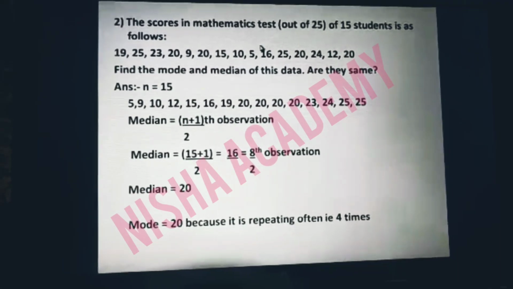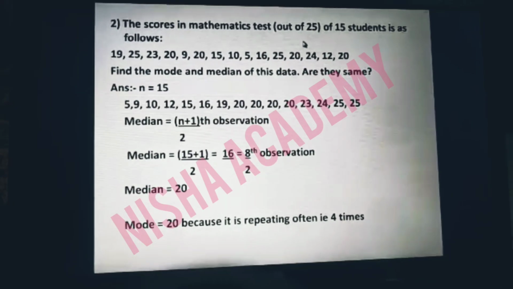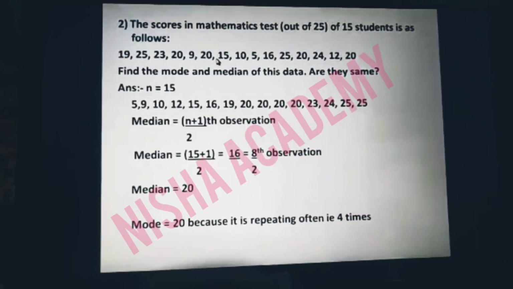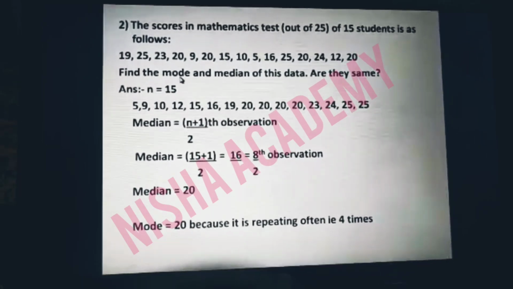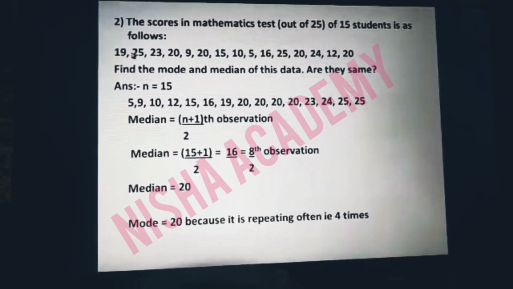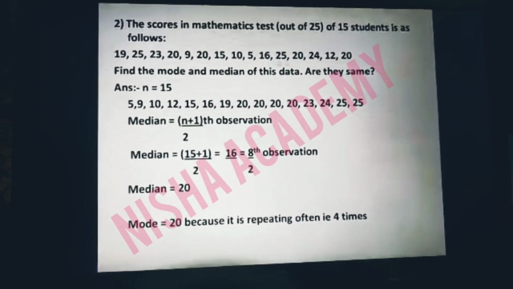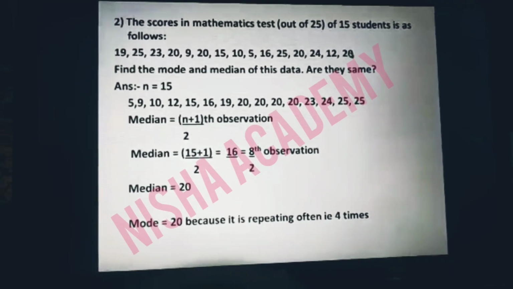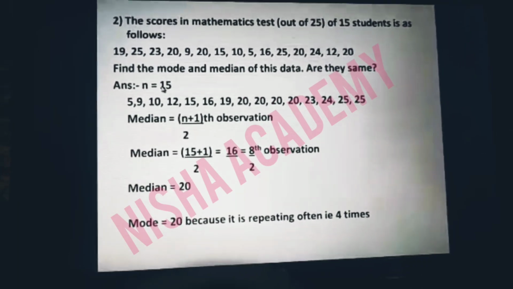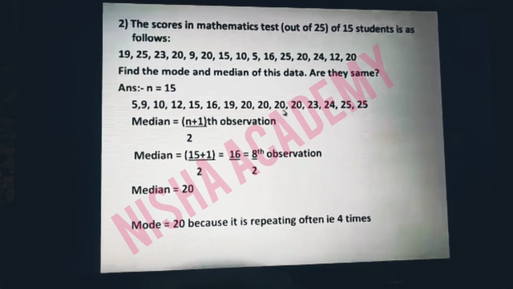Now, the scores in a mathematics test out of 25 of 15 students are as follows. These are some marks scored in a mathematics test. You have to find the mode and median of the data. Now, how many are there? 1, 2, 3, 4, 5, 6, 7, 8, 9, 10, 11, 12, 13, 14, 15. So, n will be 15. To find the median and mode, first you have to arrange them in ascending order. I have already arranged it.